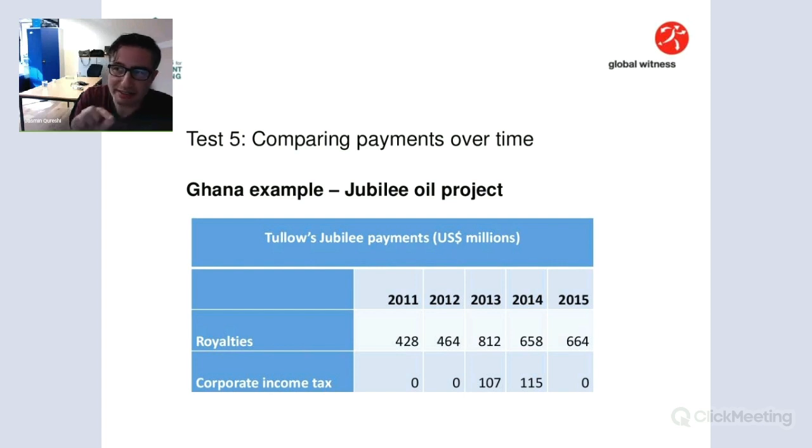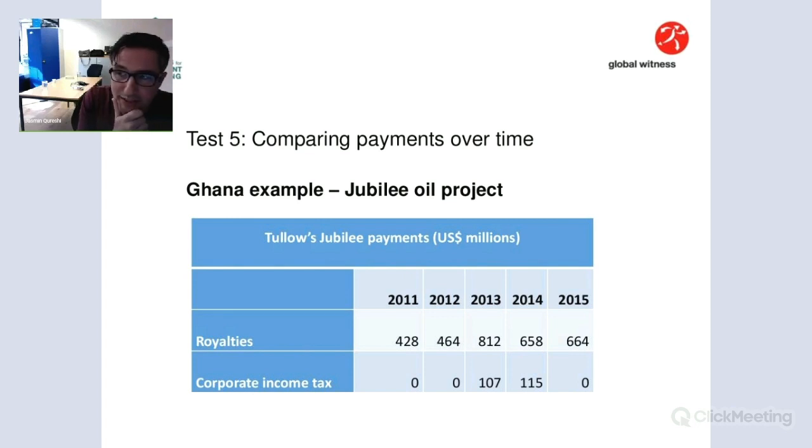This test is to compare payments over time. And this can give you really good insights, and potentially could be a really good tool for identifying red flags. Because if you see a big anomaly, then that could be a red flag. So we can see for the Tullow oil field, which started production in late 2010, early 2011, we can see that it's paying royalties immediately from the start of production. And of course, this is what we would expect. You can also see that the royalties are very big, $400 million, $800 million.